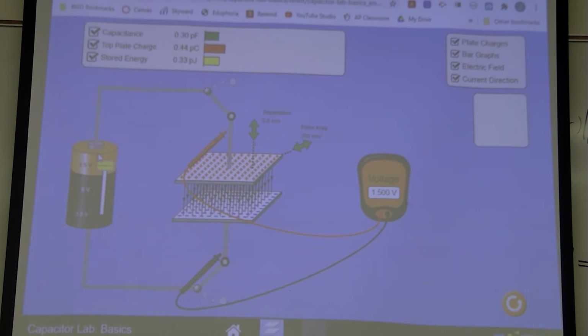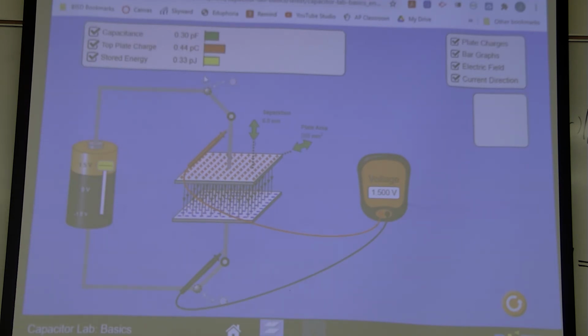So when we talk about what happened to the capacitance, well, we can see we got the meter up here. The capacitance is 0.3 picofarads. As I go from 0 volts to 1.5 volts, what happens to the capacitance? It's the same. Because remember, the capacitance is the capacity to store charge, to store energy, whether or not it's storing energy.